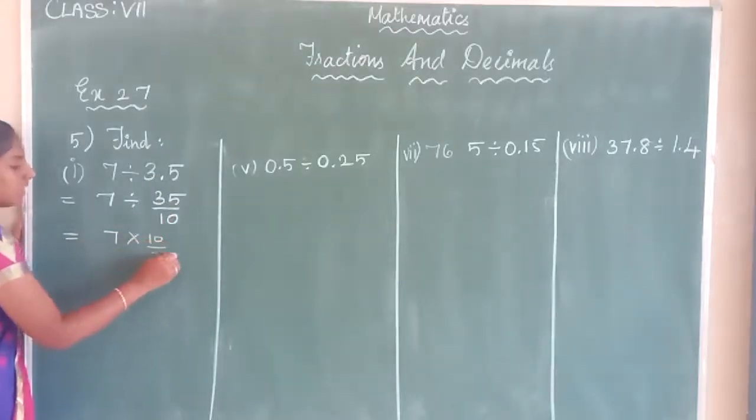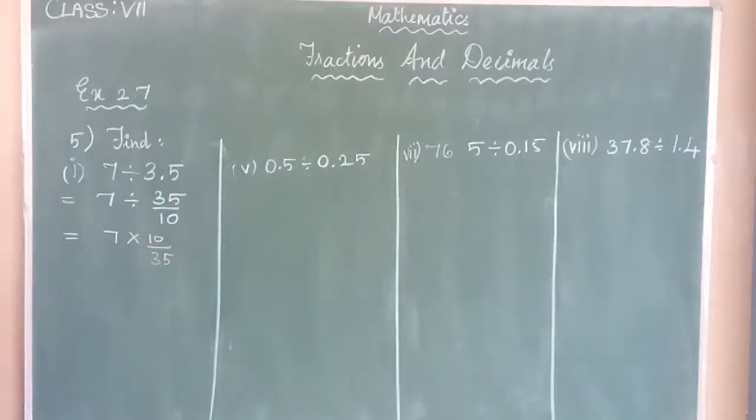So do you remember the division of fractions? When we have two fractions and want to divide them, we change the division symbol to a multiplication symbol and take the reciprocal of the second fraction, right? In the same way I have done here.